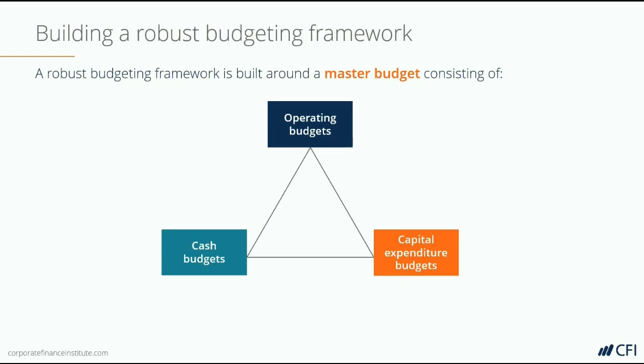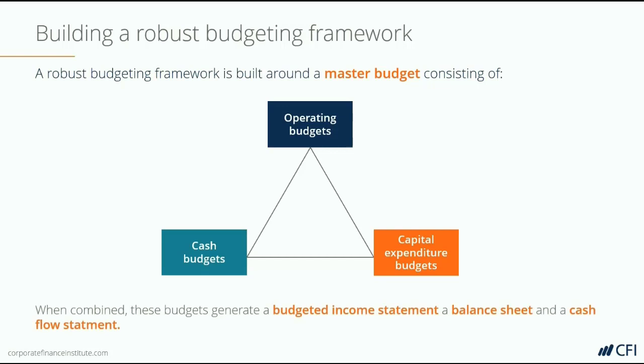This actually details when the cash will be flowing in and out of the business and ensuring that there's enough cash available to meet the needs of the company. So when we take the three together, we're then able to have a budgeted income statement, balance sheet, and cash flow statement for the company. This will represent a very robust budgeting process.